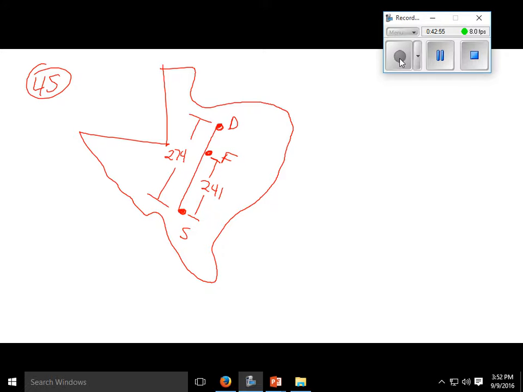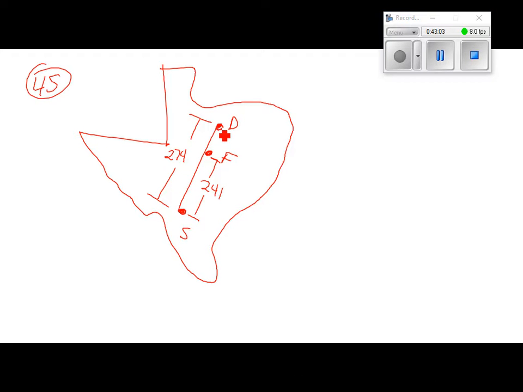Problem 45 says the cities shown on the map lie approximately in a straight line. Find the distance in miles from Denton, Texas, to Fort Worth, Texas, which is right here. So they tell us this whole distance from here to there is 274 miles. The distance from San Antonio to Fort Worth is 241 miles. And we want to know that distance.